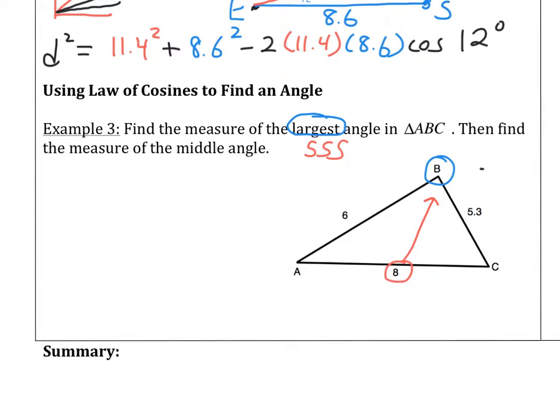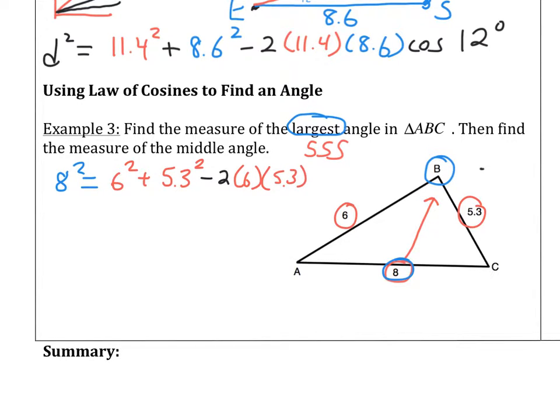I know that 8 squared is equal to, now I choose the other two, so I originally started with 8. Why? Because that's opposite the angle that we're dealing with. So I choose now the other two to represent the A and the C. Again, order does not matter because of the commutative property. Minus 2 times 6 times 5.3 times the cosine of capital B here.